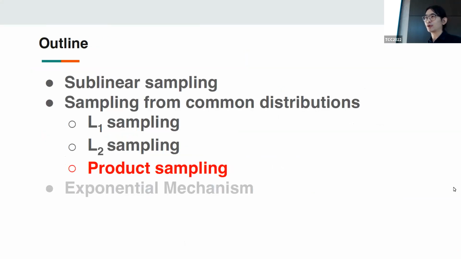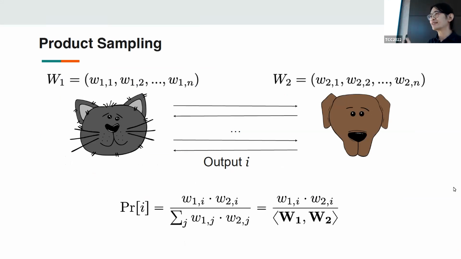How about product sampling? There should have been a talk ahead of me that gives a definition of the product distribution, but let me give that first. This is exactly the same setting, but this time we want to sample from the distribution we call the product distribution. So how do we sample from that?